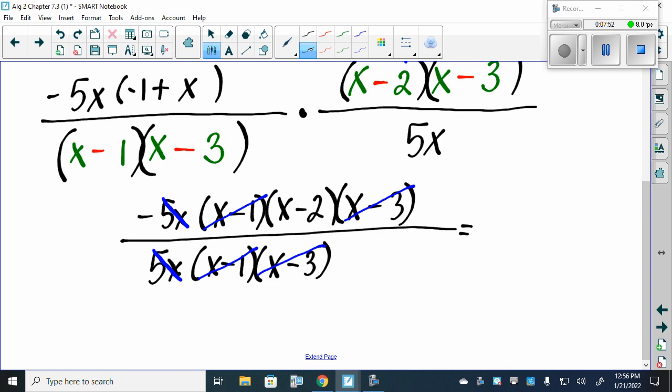Now, at this point here, do we have anything left in the denominator, the bottom of the fraction? No. So we'd have negative, parentheses, x minus 2. And that would be it. Any questions on any of this here?